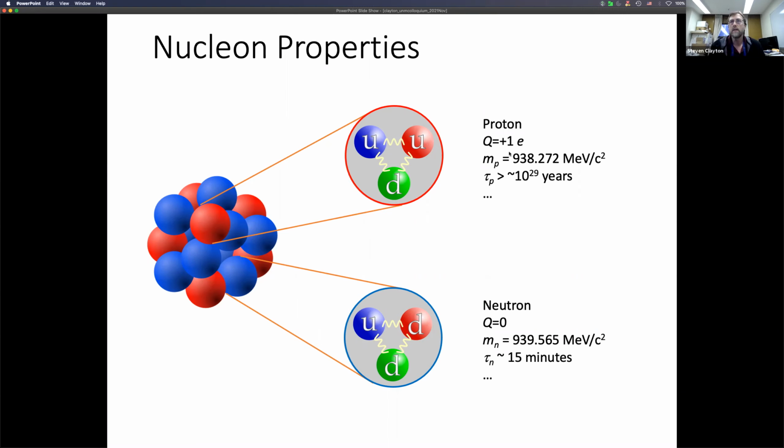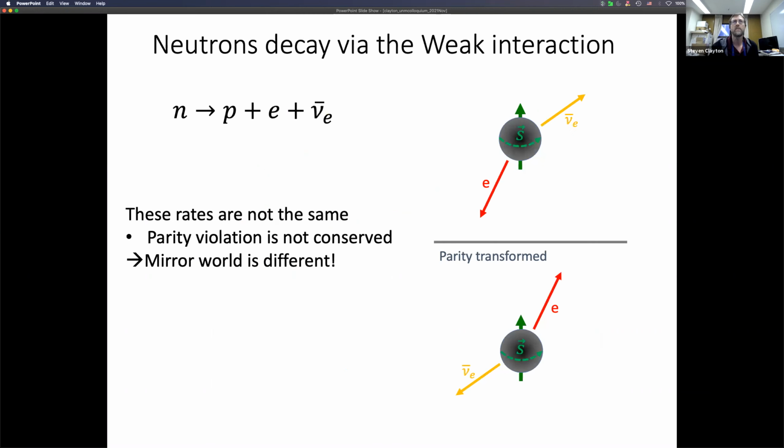In these units, the masses are roughly about a GeV per c squared. The important thing to note here is that the neutron mass is a little bit higher than the proton mass. The proton has not been observed to decay as far as we know, whereas the free neutron, when you pull it out of this nucleus, decays in an average of about 15 minutes. Neutrons decay by the weak interaction of the standard model. So it decays into a proton, electron, and anti-neutrino.